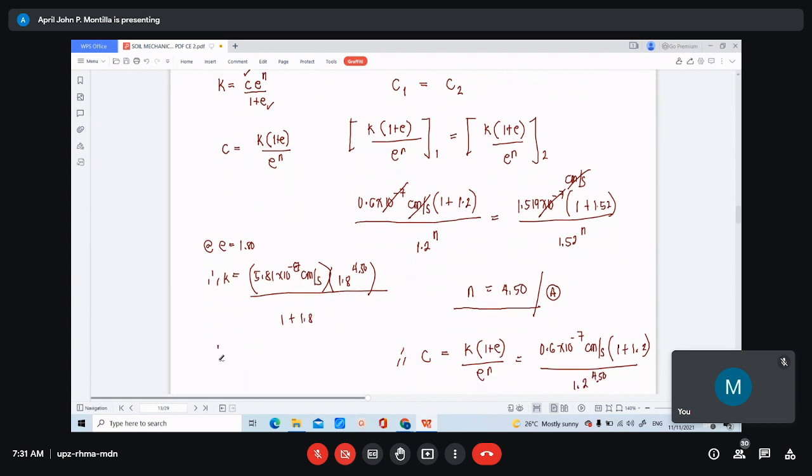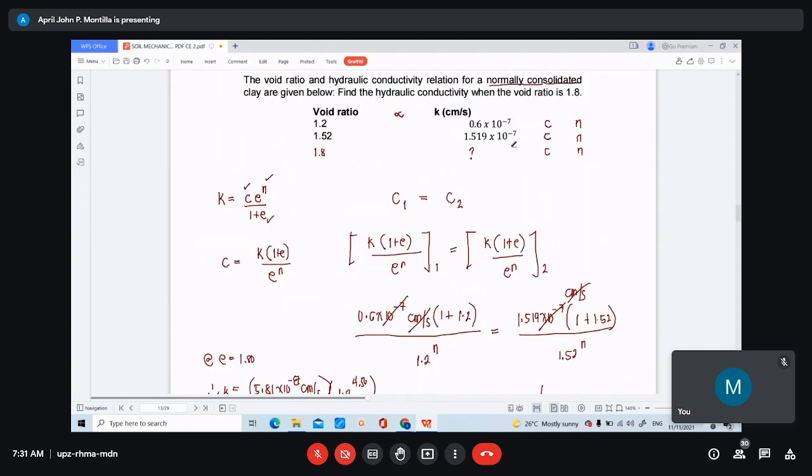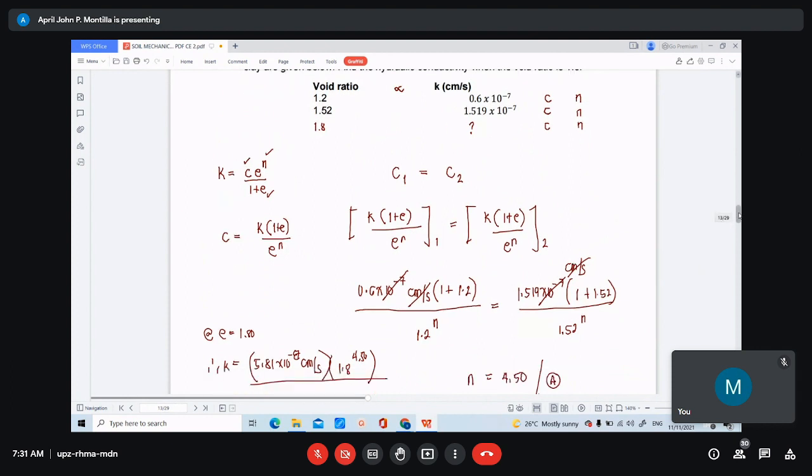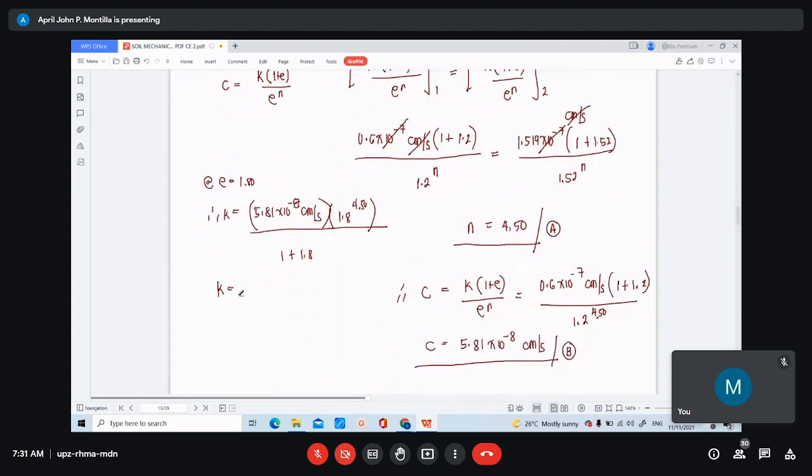Ano po yung hydraulic conductivity natin? Again, ang hint natin, it should be greater than this value. Pag mas mababa doon, may mali sa computation. Ano po yung na-compute? 2.93 times 10 raised to negative 7.